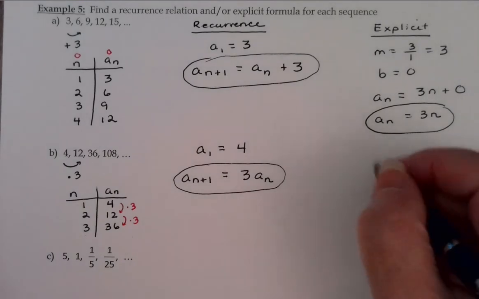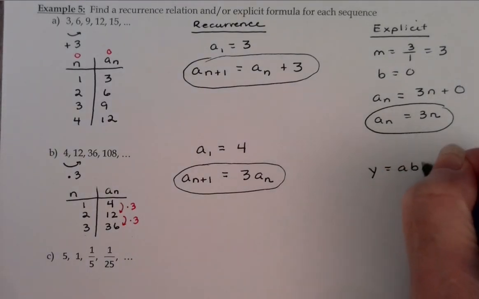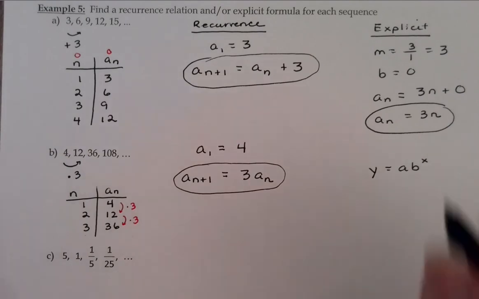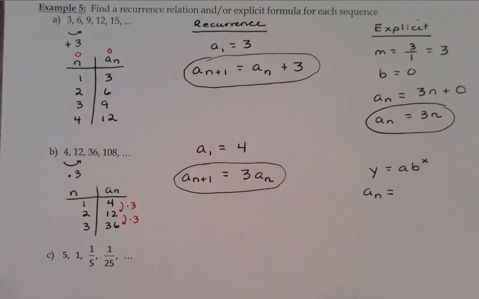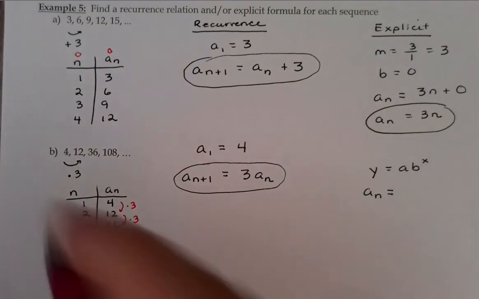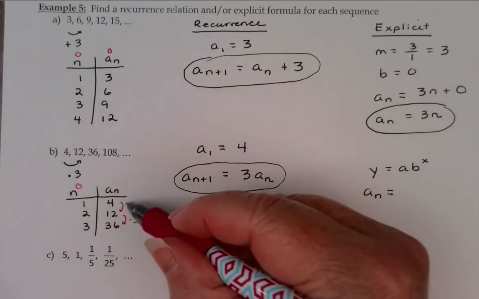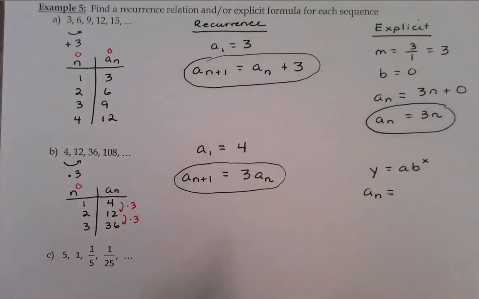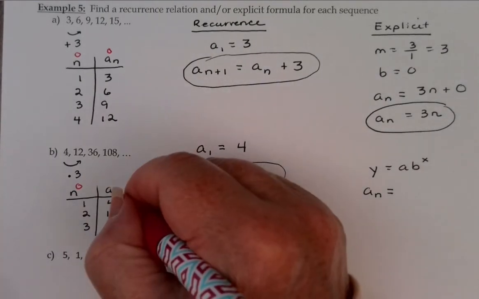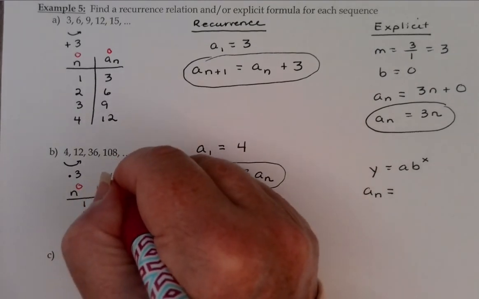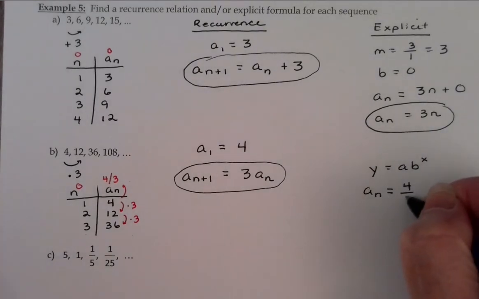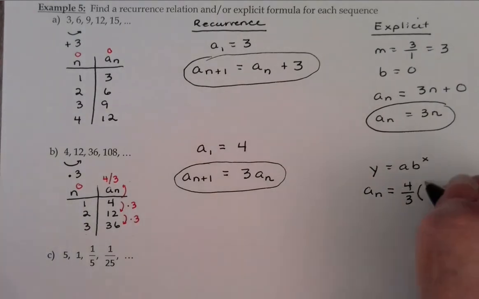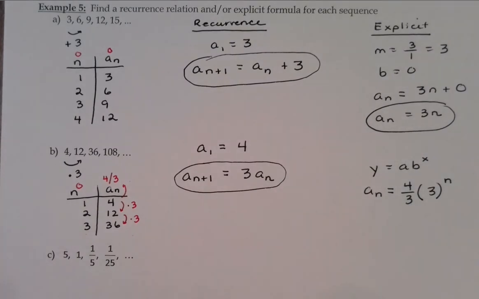So I'm already thinking the form y equals ab to the x. My y's are the a sub n's. I don't yet have a value for a sub 0, but again, I could use this pattern and just predict backwards. Since the pattern going down is times 3, to go backwards I would divide by 3. So 4/3, times the b value 3, to the, our x is actually an n value.